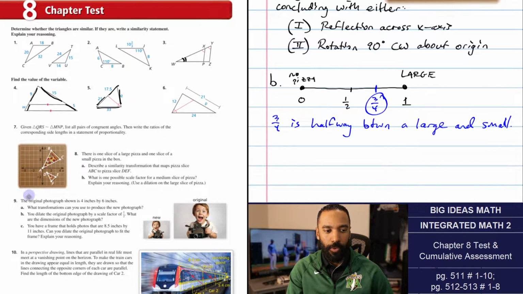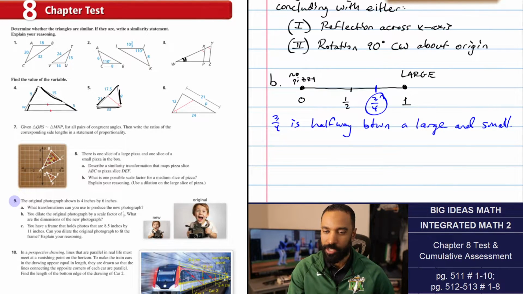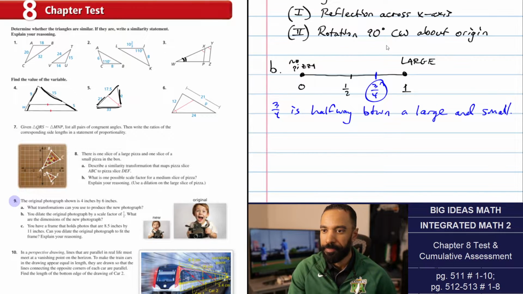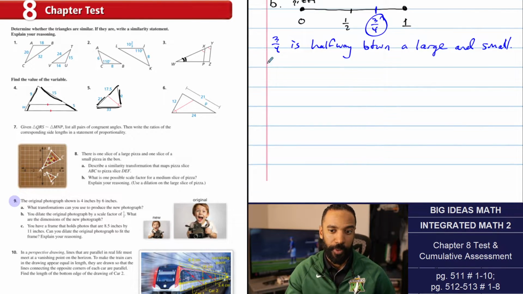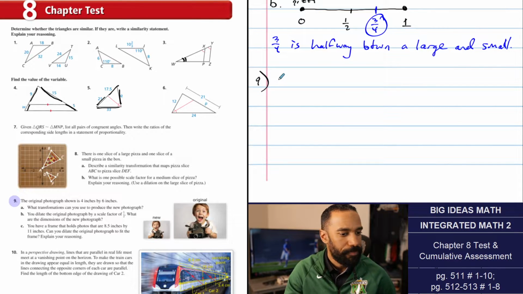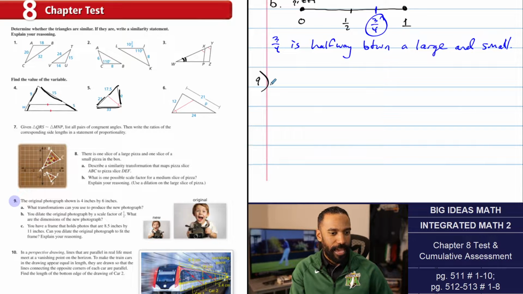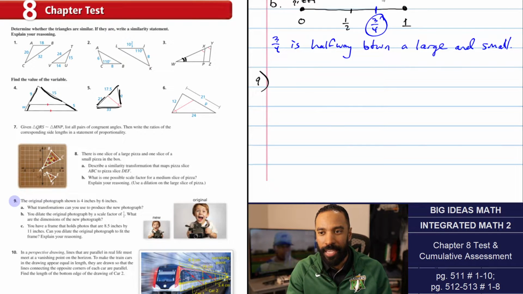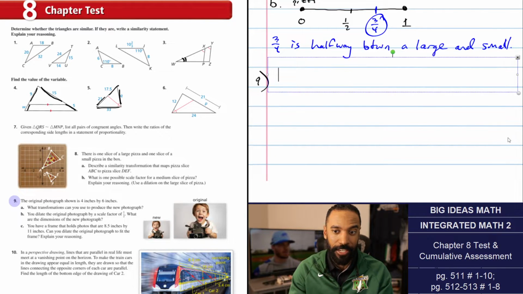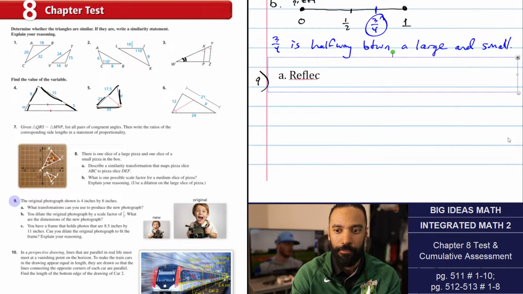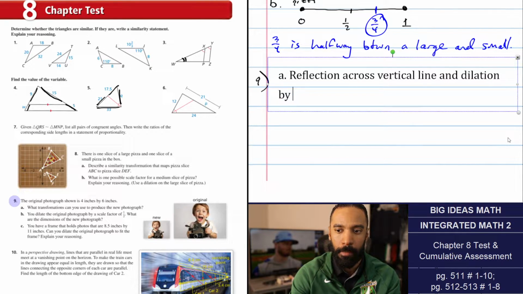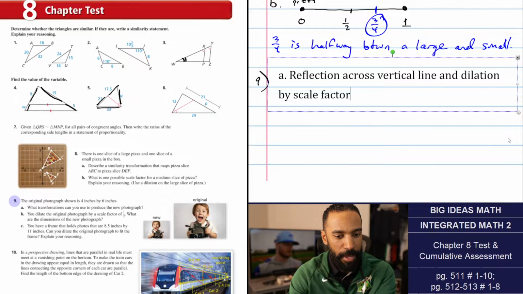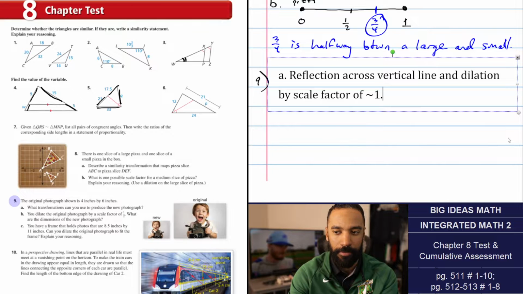Okay, number 9. The original photograph shown is 4 inches by 6 inches. You can see the original of the kiddo there, which is the bigger one. I guess we're probably going to do a wallet-sized one after. What transformations can you use to produce the new photograph? I don't know how deep they want me to get in description, but I could talk about a reflection and a dilation. Reflection across a vertical line and dilation by scale factor. It looks like this scale factor may be about 1/2.